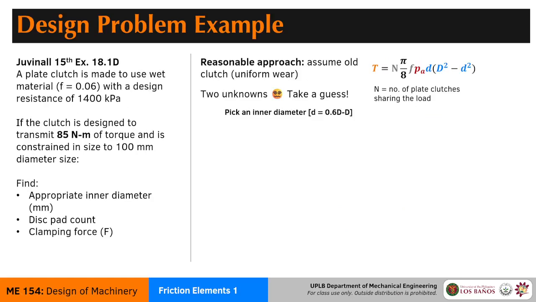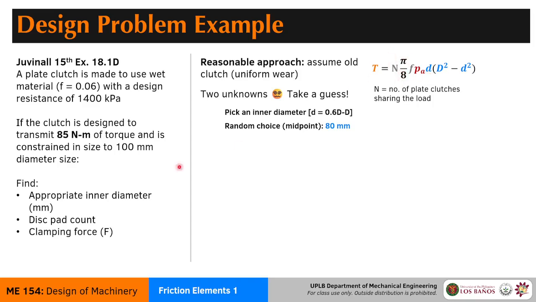So we guess around 0.6 to 1 times D. And to be safe, let's select the midpoint. So we select 80 mm. So that is our inner diameter. Now we have our known diameter.